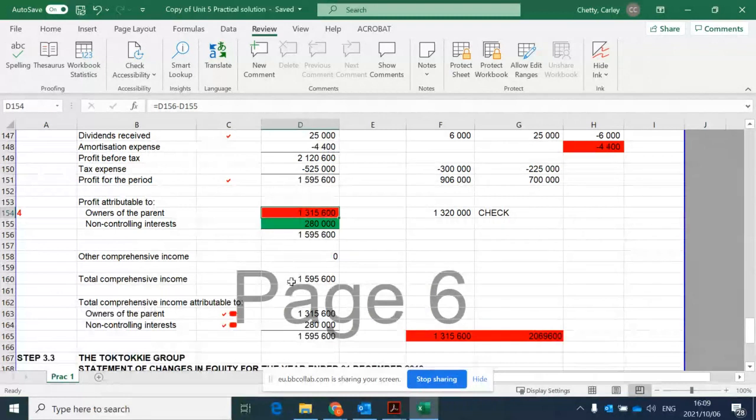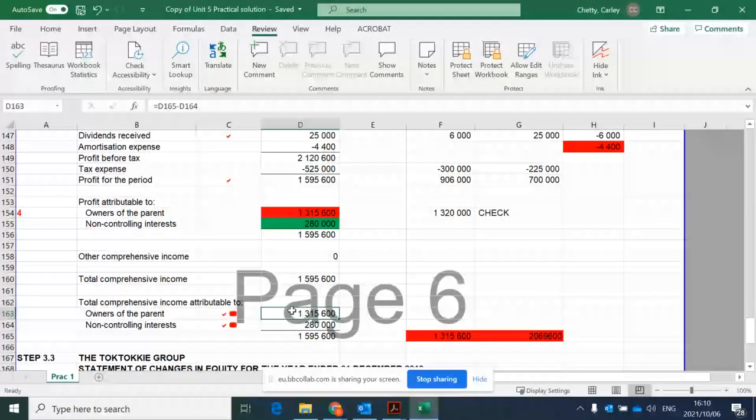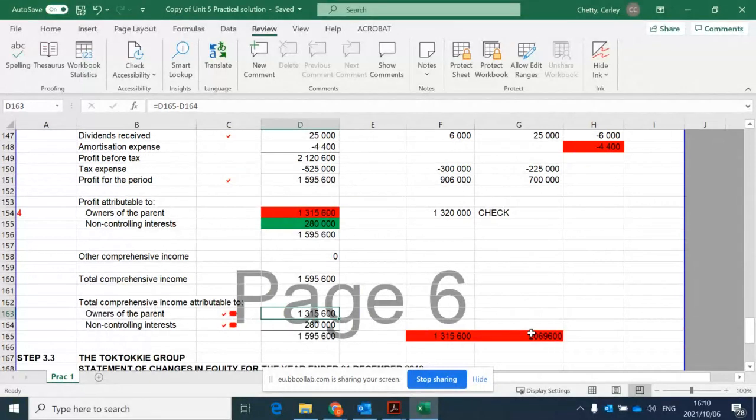So we'll take down the total comprehensive income of 1,595,600, and then again we'll split it between the non-controlling interest and the owners of the parent. So the non-controlling interest is 280,000, same as this one, because there's no other comprehensive income. And the owners of the parent again is the balancing figure. Okay, do you guys have any questions? Okay, so that is the statement of comprehensive income.